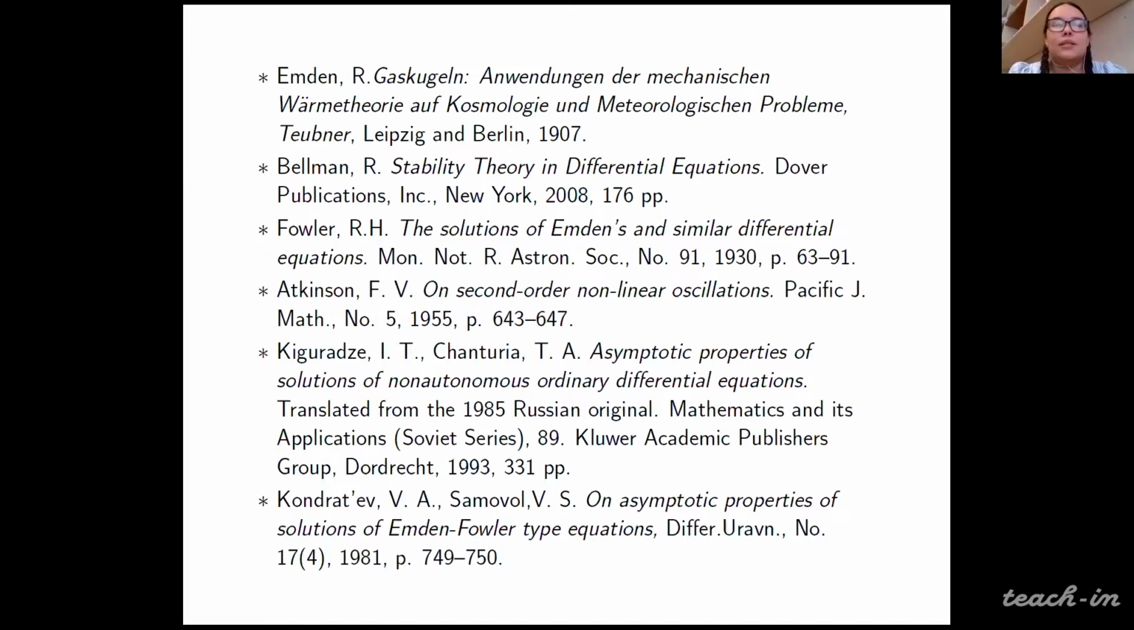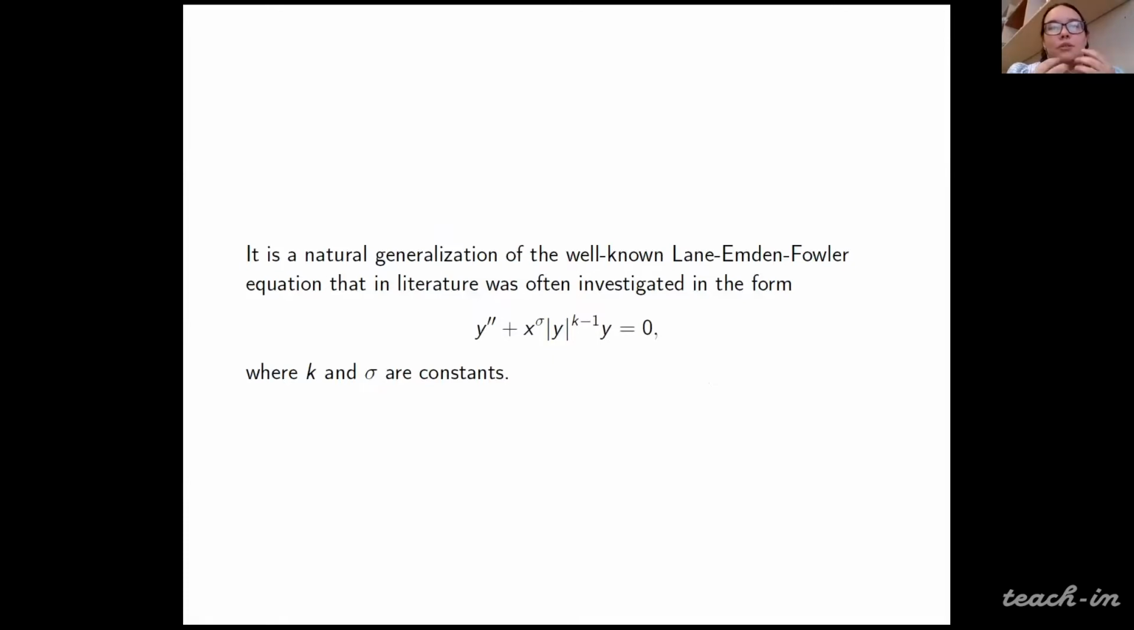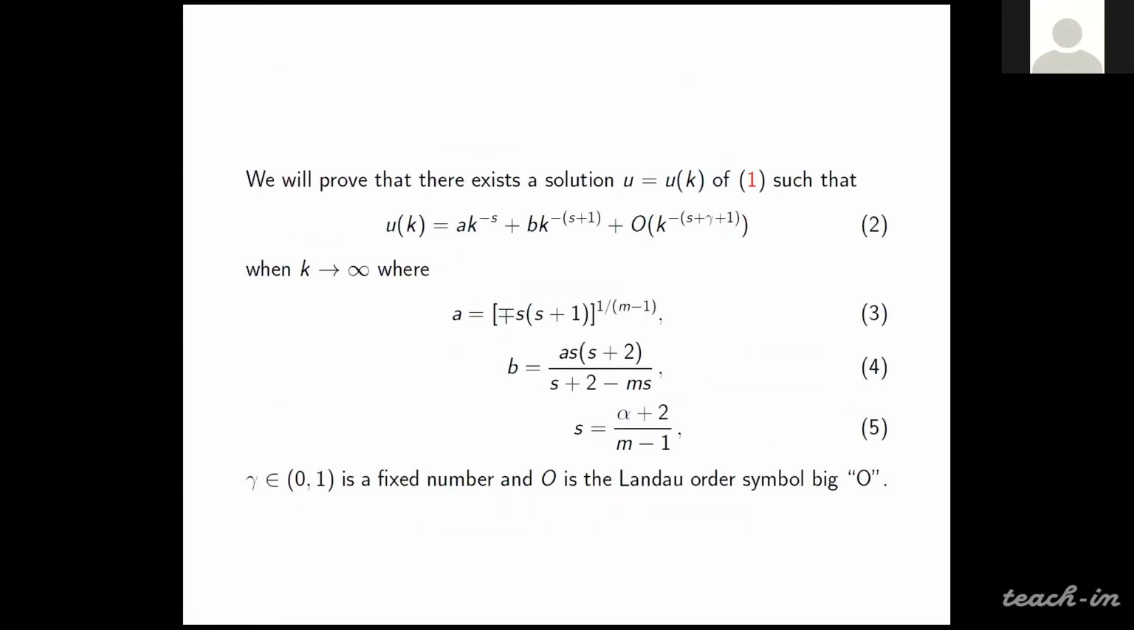The main problem is that if we discuss the equation in classical form, it has a strict solution, but the difference equation doesn't. So we are going to prove that the difference case has a solution u from k such that form 2 holds. A, B, and S are constants given by the forms 3, 4, and 5. It can also be mentioned that in the classical case, the solution of the classical Emden-Fowler equation is just A multiplied by k to the power of minus s, where A and S are also given by this form. But as I said, the difference case doesn't have this exact solution.